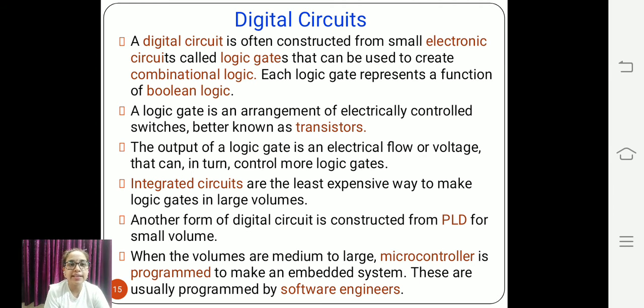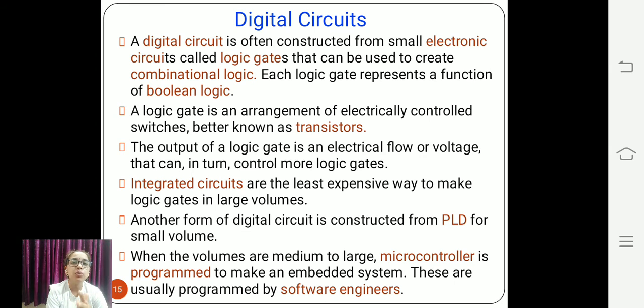Another form of digital circuit is constructed from PLDs for small volume. Larger volume is constructed with the help of ICs and smaller volume with the help of PLDs. When the volume is small it is PLD, and when larger we use IC, integrated chips. When the volumes are medium to large, a microcontroller is programmed to make an embedded system. Those are usually programmed by a software engineer.